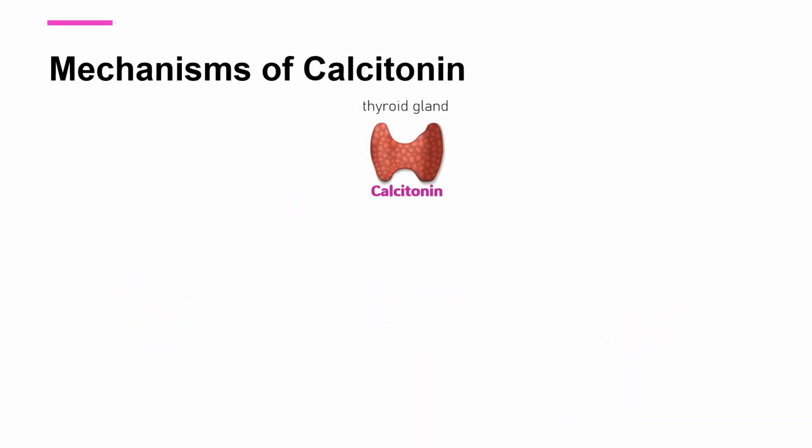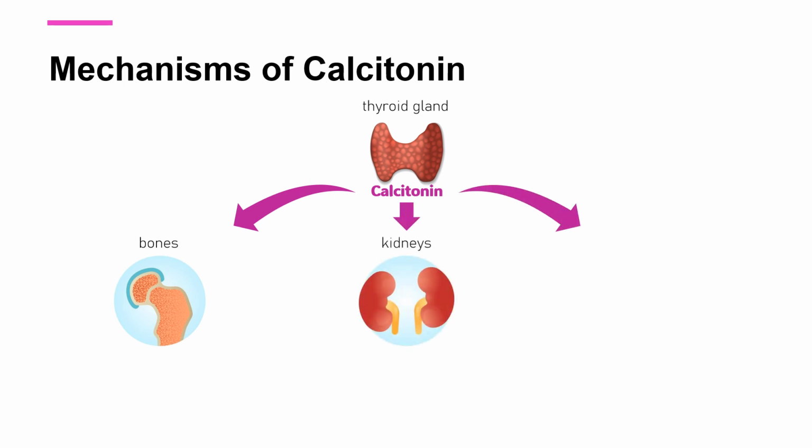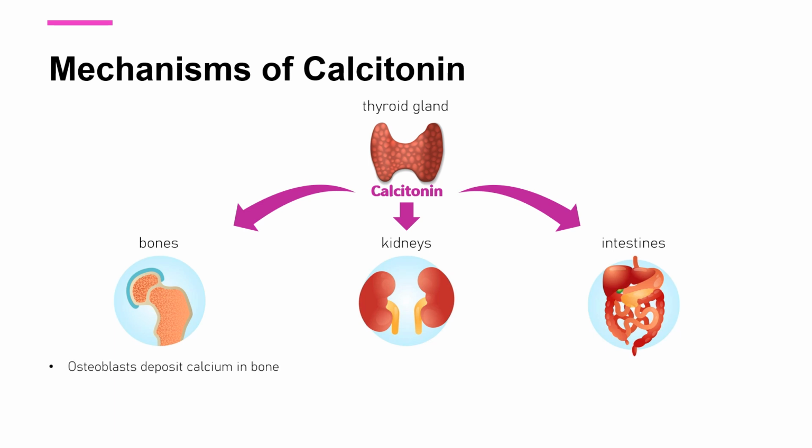Now, calcitonin is going to be released from the thyroid gland when blood calcium levels are high, and it's going to affect the same three organs that we saw with PTH, but the effect is going to be different. So in the bones, it's going to be the osteoblasts that are going to deposit calcium to the bone, and they're going to pull that calcium from the blood in order to do that, and when they do, that's going to decrease blood calcium levels.